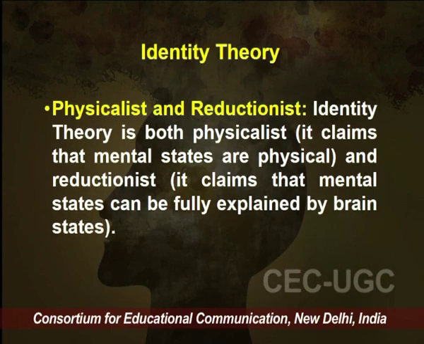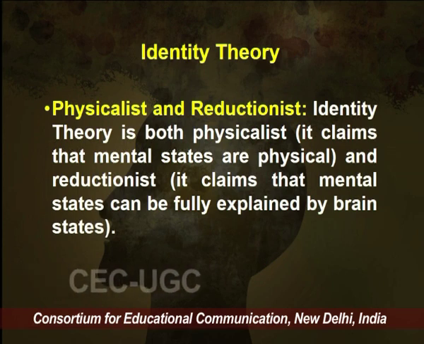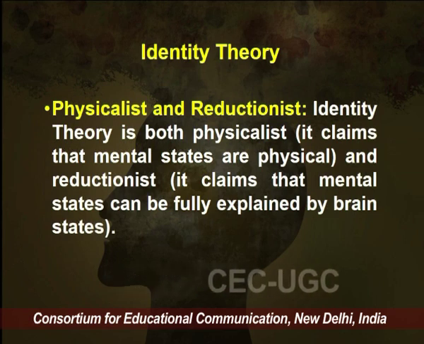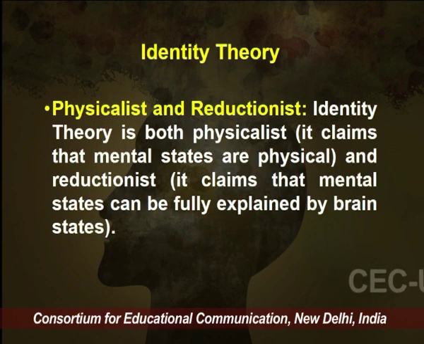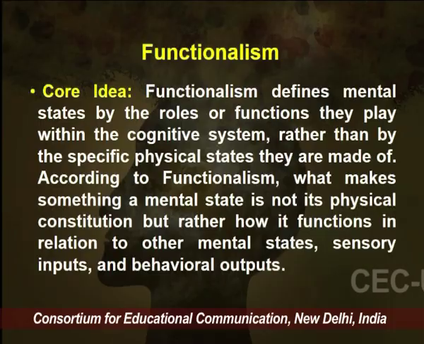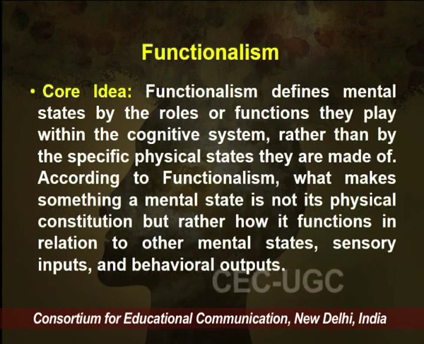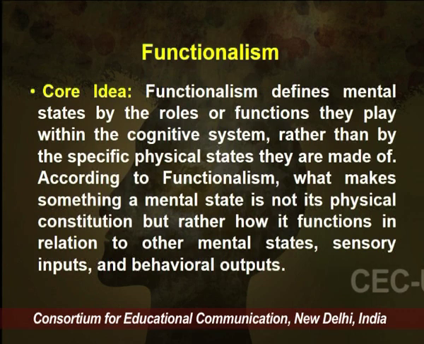Physicalist and reductionist. Identity theory is both physicalist, it claims that mental states are physical, and reductionist, it claims that mental states can be fully explained by brain states. Now let's discuss quickly about functionalism. Unlike identity theory, functionalism, on the other hand, defines mental states by the roles or functions they play within the cognitive system rather than by the specific physical states they are made of.